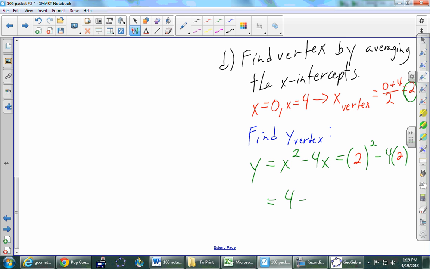Okay, so we go 4 minus 8 is negative 4. So that means that the vertex, somebody we haven't heard from yet, what's the x at the vertex? 2. What's the y at the vertex? Negative 4. Michelle, you with us on that step? So far. Okay.